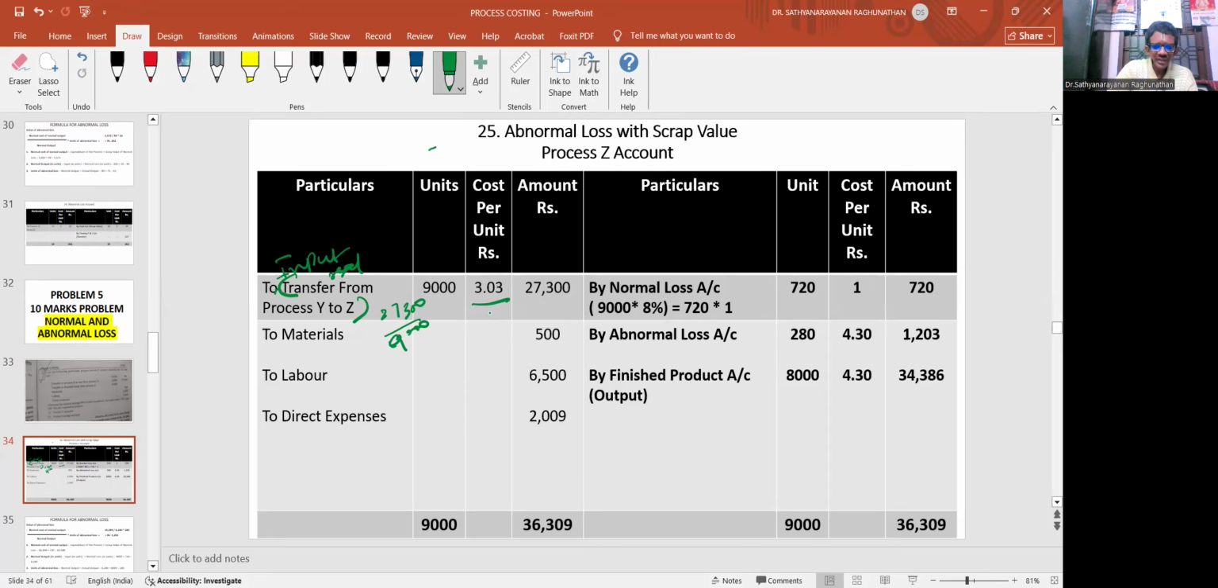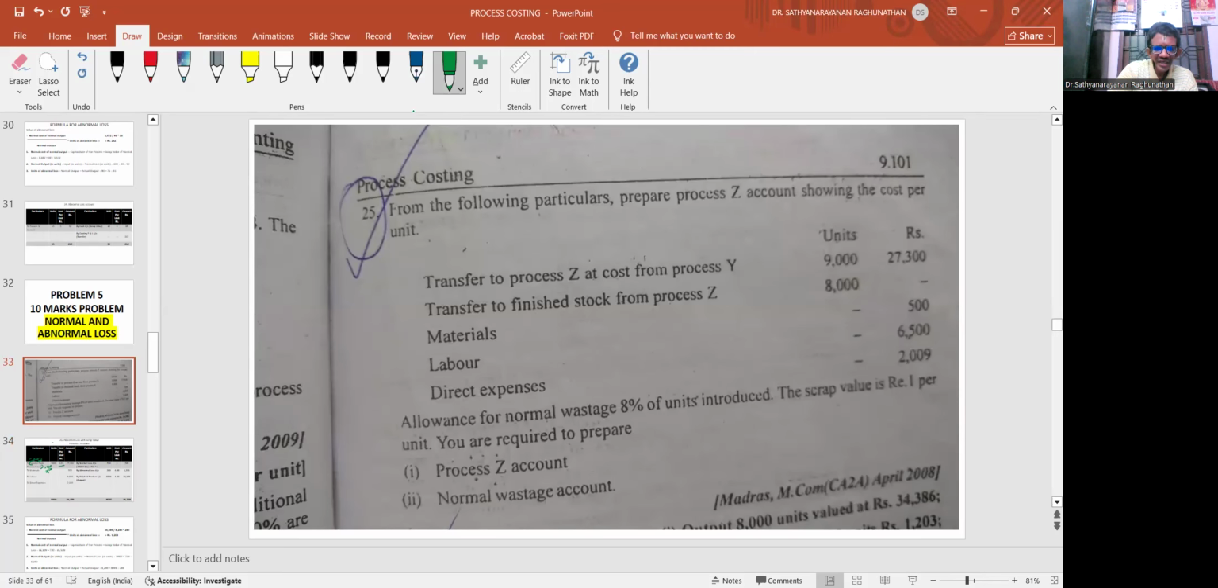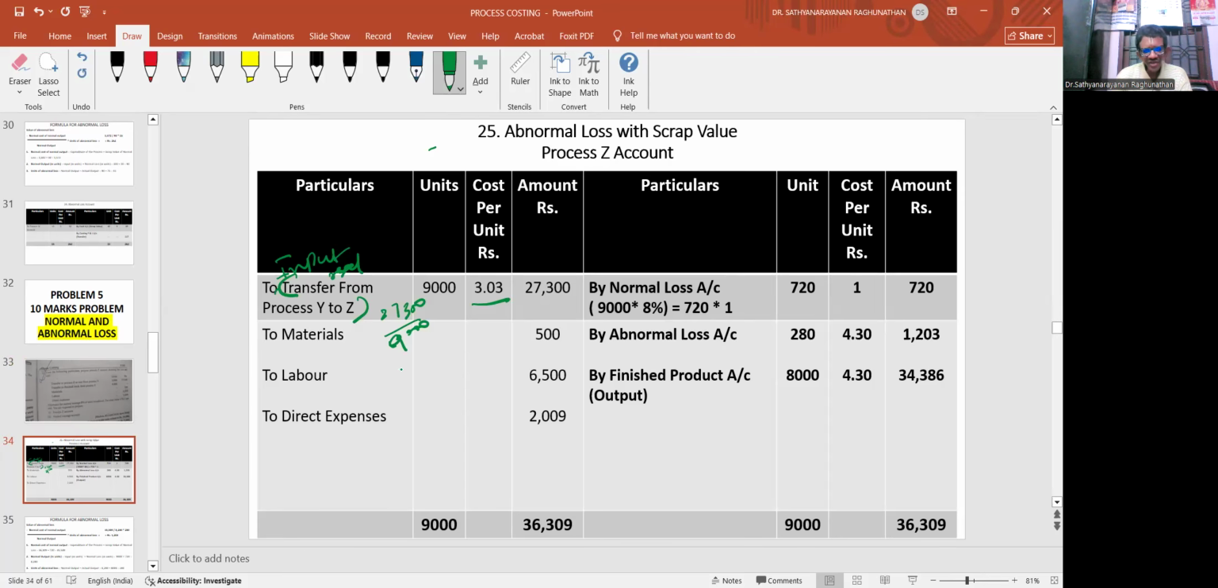Okay, fine. The next one, to materials. For materials and all, you need not calculate the cost per unit. So directly you can put the value in the amount column, that is the third column itself. 500. To labor, 6,500 as given in the data. To direct expenses, 2,009 as they have given in the data. Debit side, have we all completed? Well and good. Let us come to the credit side.